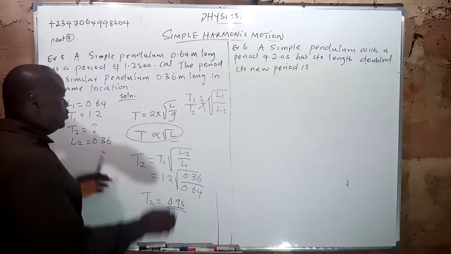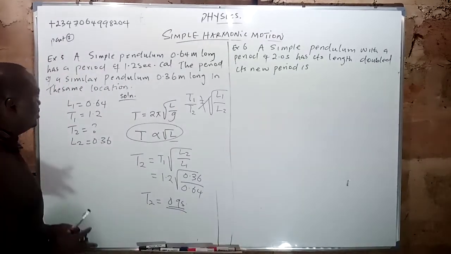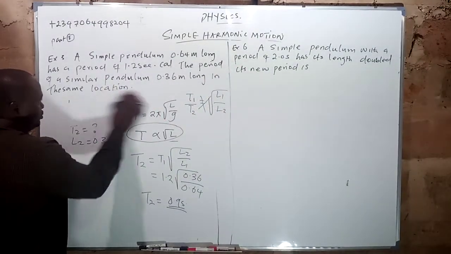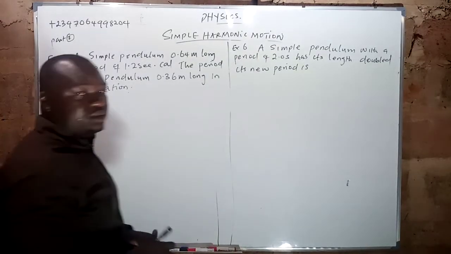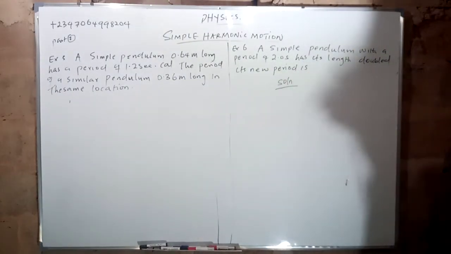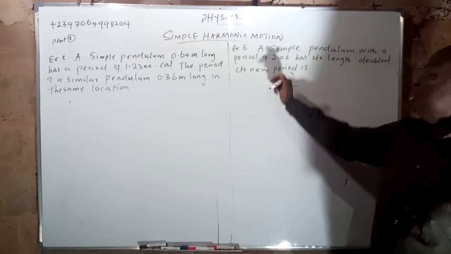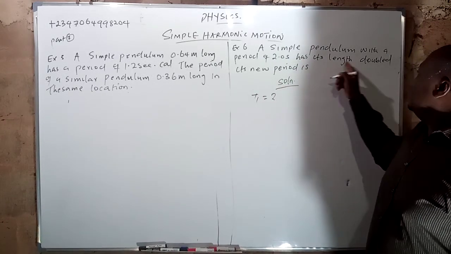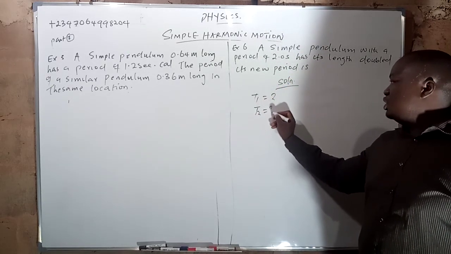So if you get this, I will clean the board this side. I don't want my position to cover the camera here. So let me solve this number 6. Let me solve it here. You have a simple pendulum with a period of, so your T1 is 2, and it has its length doubled. Its new period is what? So your T2 is what you don't know.